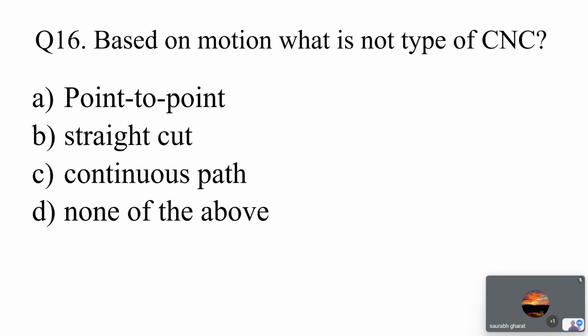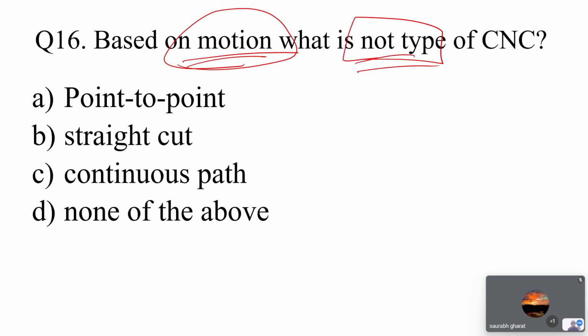Next, based on the motion, what is not a type of CNC? Okay, so which type based on motion is not a type of CNC? Again, two points are important here, so we have to check both of the points. Mention here the not motion. This is a class 3 question.